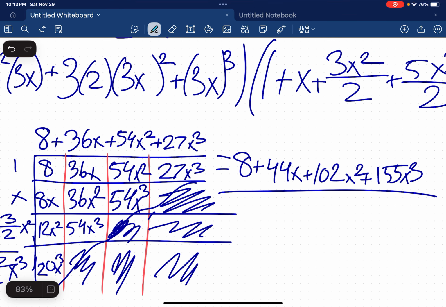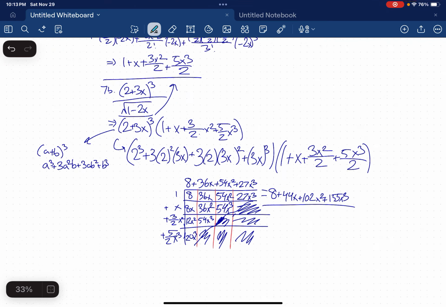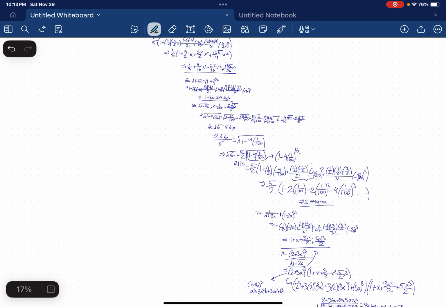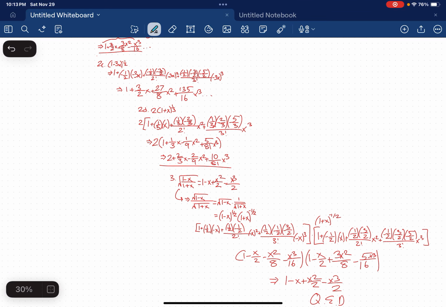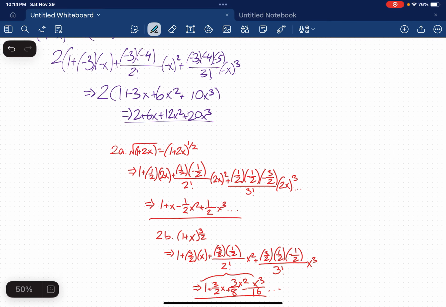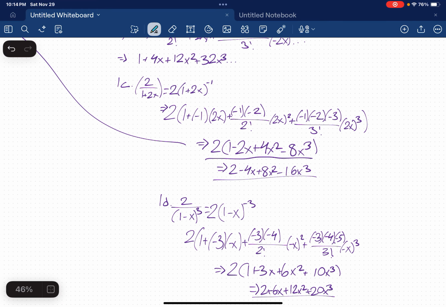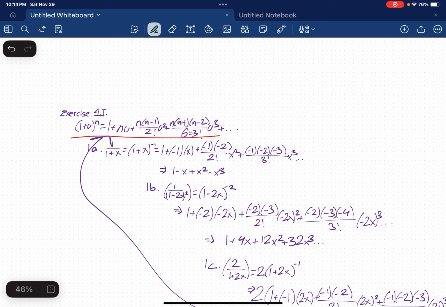Yep. Okay. Wow, I think this was my favorite exercise by far. Did it all right. I didn't make a single mistake. Either this is easy or this is my subject. Binomial theorem is my thing.